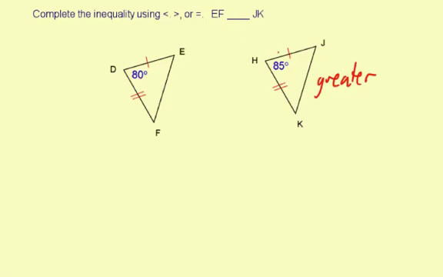So completing the inequality, since JK is greater, EF is going to be less than JK.